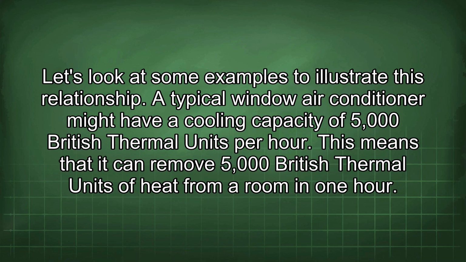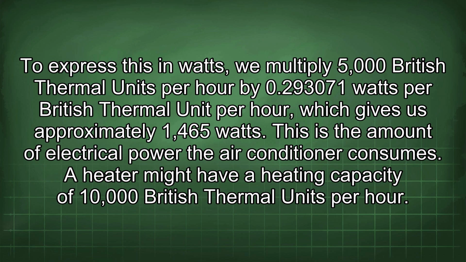A typical window air conditioner might have a cooling capacity of 5,000 British thermal units per hour. This means that it can remove 5,000 British thermal units of heat from a room in 1 hour. To express this in watts, we multiply 5,000 British thermal units per hour by 0.293071 watts per British thermal unit per hour, which gives us approximately 1465 watts. This is the amount of electrical power the air conditioner consumes.